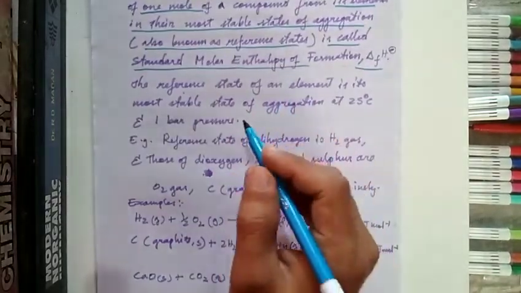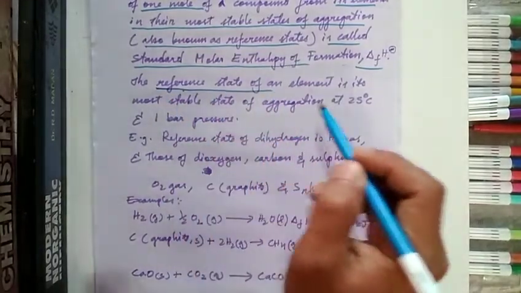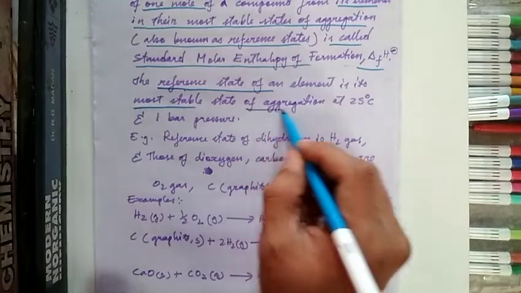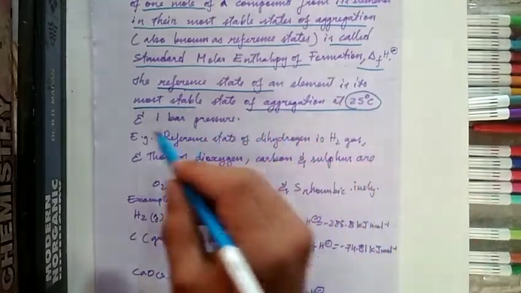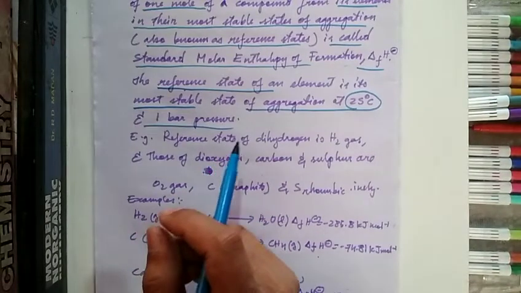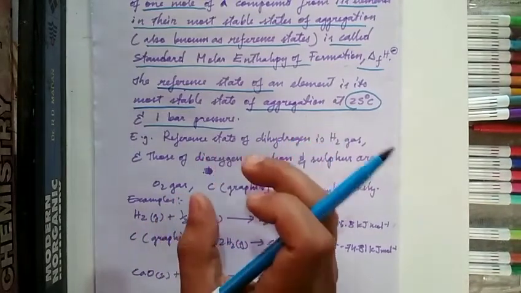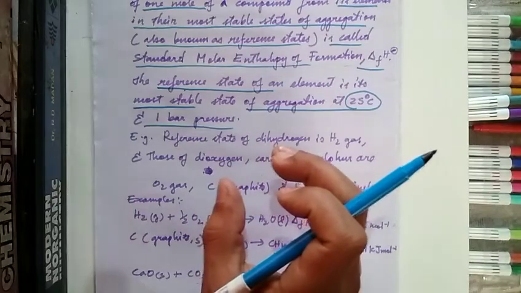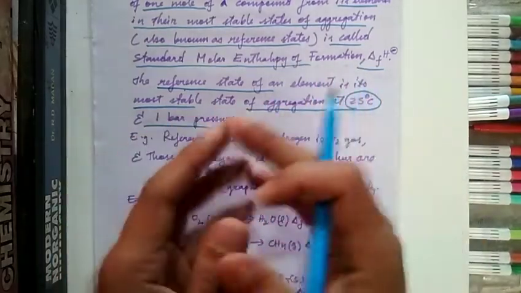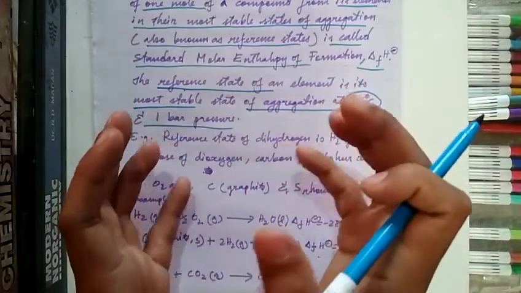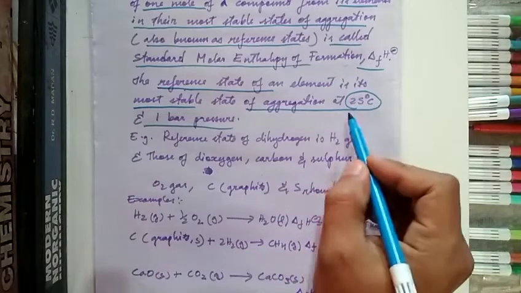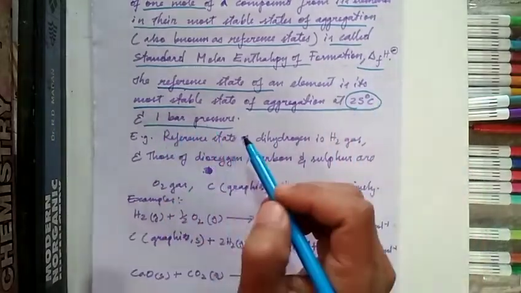So what is reference state? The reference state of an element is its most stable state of aggregation at 25 degrees Celsius and 1 bar pressure. In this case the element should be in its most stable state of aggregation. Aggregation means combined, 2, 3, 4 molecules. That also should be in elemental state, at 25 degrees Celsius and 1 bar pressure.